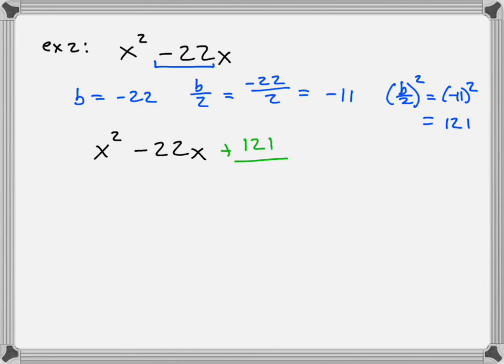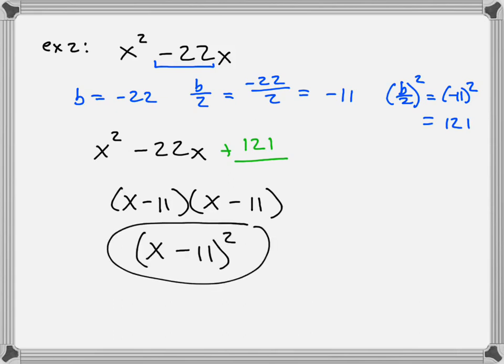This now factors to a square of a binomial because this is a perfect square trinomial. If you don't recognize that, you can go through the long way of factoring. What are my factors of 121 that add together to give me negative 22? That would be negative 11. So x minus 11 and x minus 11 gives us x minus 11 squared for our factored answer. So you can see we don't have to draw the picture, but if the picture helps you, please by all means continue to draw the picture.